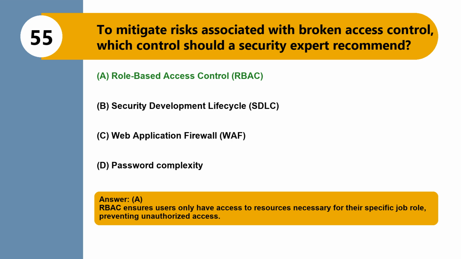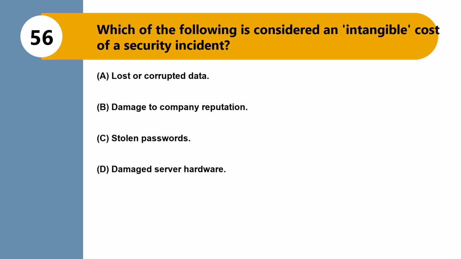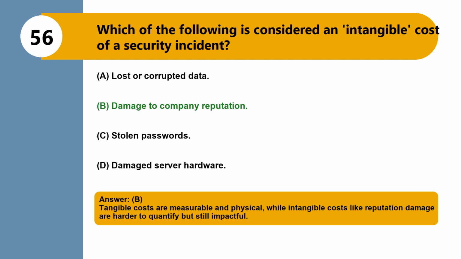Question 56. Which of the following is considered an intangible cost of a security incident? Option A. Lost or corrupted data. Option B. Damage to company reputation. Option C. Stolen passwords. Option D. Damaged server hardware. The correct answer is option B. Damage to company reputation. Tangible costs are measurable and physical, while intangible costs like reputation damage are harder to quantify but still impactful.